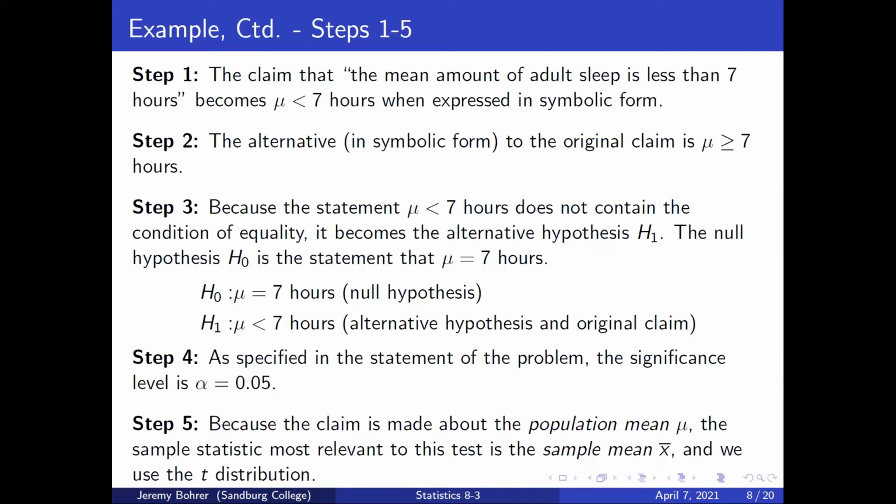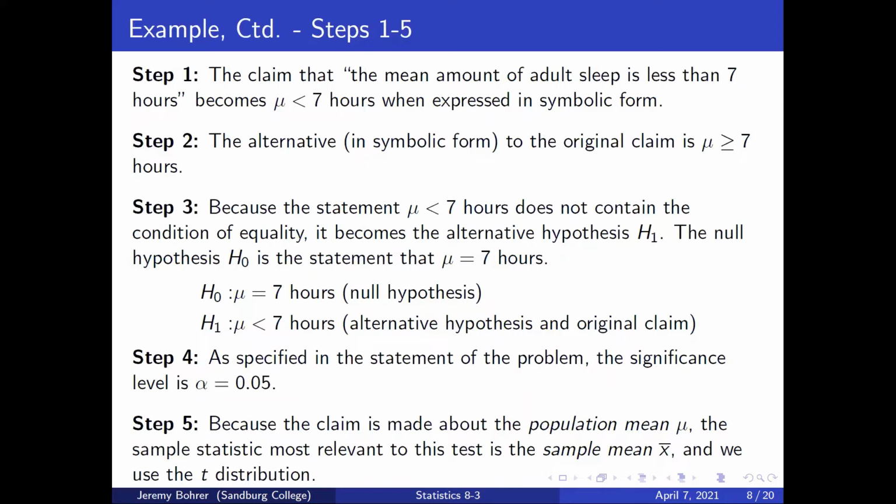The null hypothesis H naught is the statement that mu equals 7 hours. So H naught is mu equals 7 hours, the null hypothesis, and H1 is mu is less than 7 hours, the alternative hypothesis and original claim. Step 4, as specified in the statement of the problem, the significance level is alpha equals 0.05.